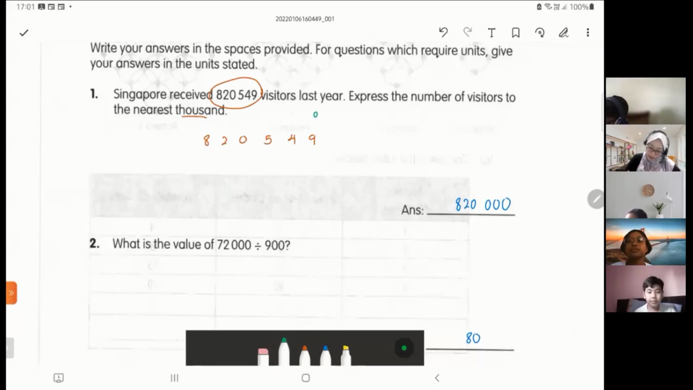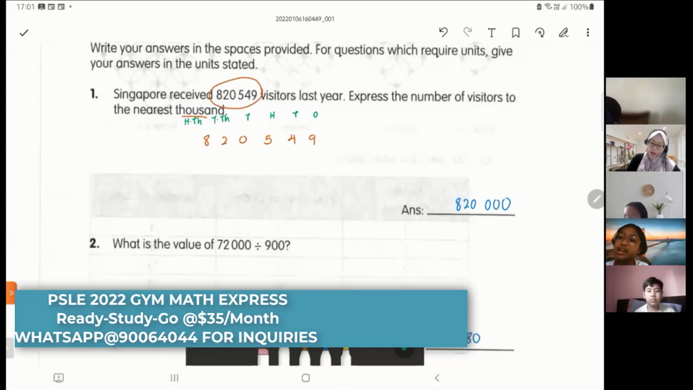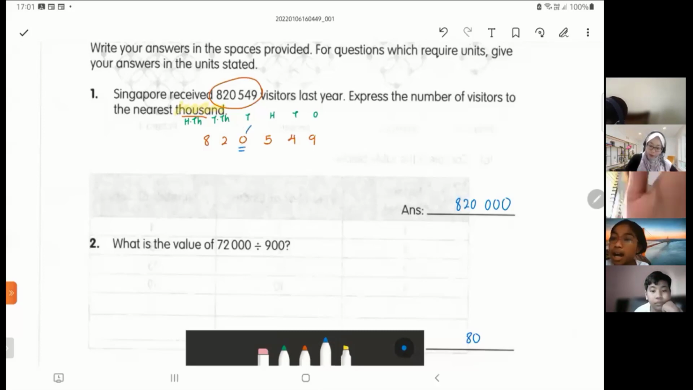So this is ones, tens, hundreds, thousands, 10,000, and this is 100,000. Okay, we want the nearest 1,000. So I look at the number in the thousands place, which is the number 0. Then I will draw an arrow and point to the number on the right hand side.